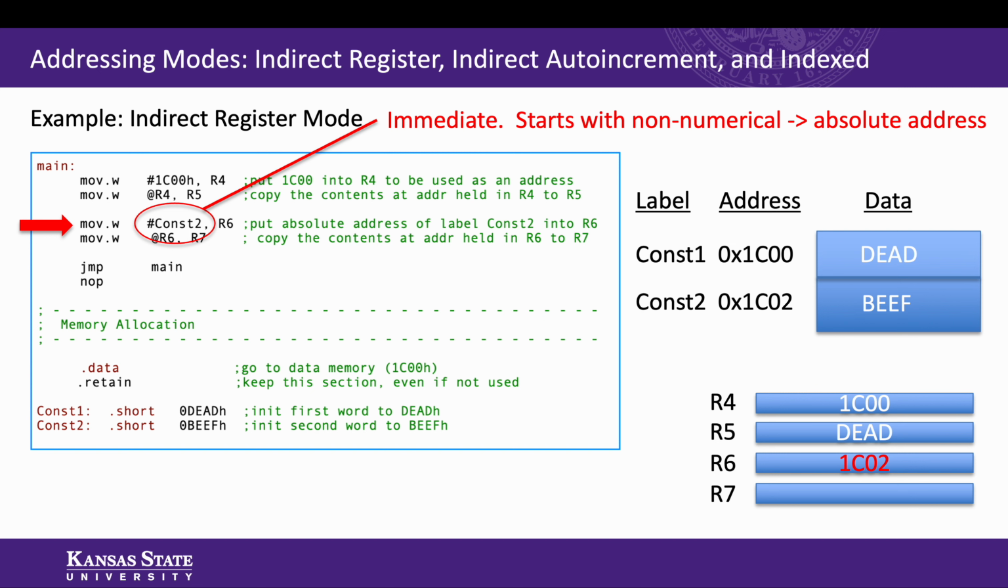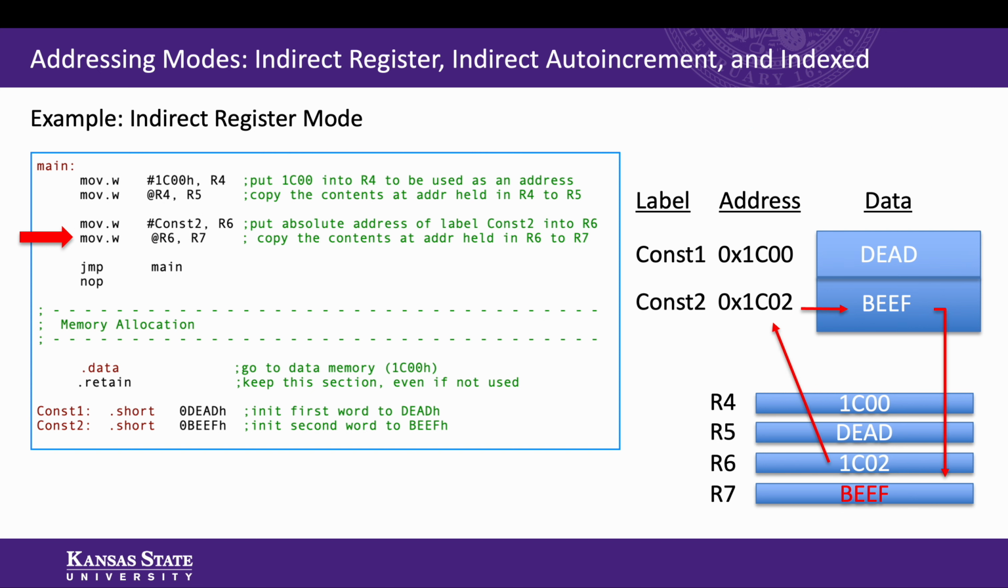Okay, in the next move instruction, it's using immediate mode of addressing. So we've got the hashtag there, but then the word const2. And so const starts with a non-numerical character, right? And so it gets interpreted as an absolute address. This is the reason we have to put zeros in front of hexadecimal that starts with letters, so they don't get interpreted as an address. But this one we want as an address. It's an address label, so there's nothing wrong with that. Okay, so const2 is a label for the address 1C02. So 1C02 now gets moved into R6.